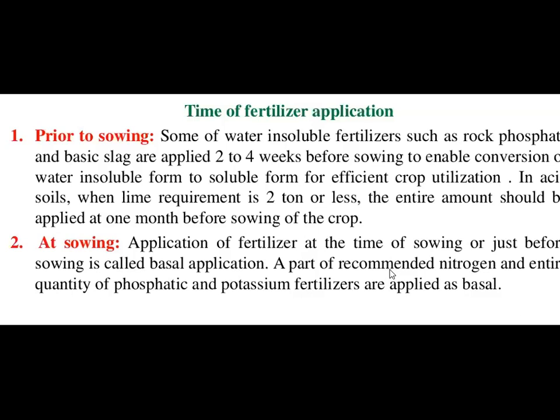Then at sowing, application of fertilizer at the time of sowing is called a basal application. A part of the recommended nitrogen fertilizer and the entire quantity of phosphatic and potassium fertilizer is applied as a basal dose, that is at the time of sowing. But we have to add nitrogen fertilizer in split doses to avoid volatilization losses and leaching losses of nitrogen. It can be applied in split doses, first dose at the time of sowing.